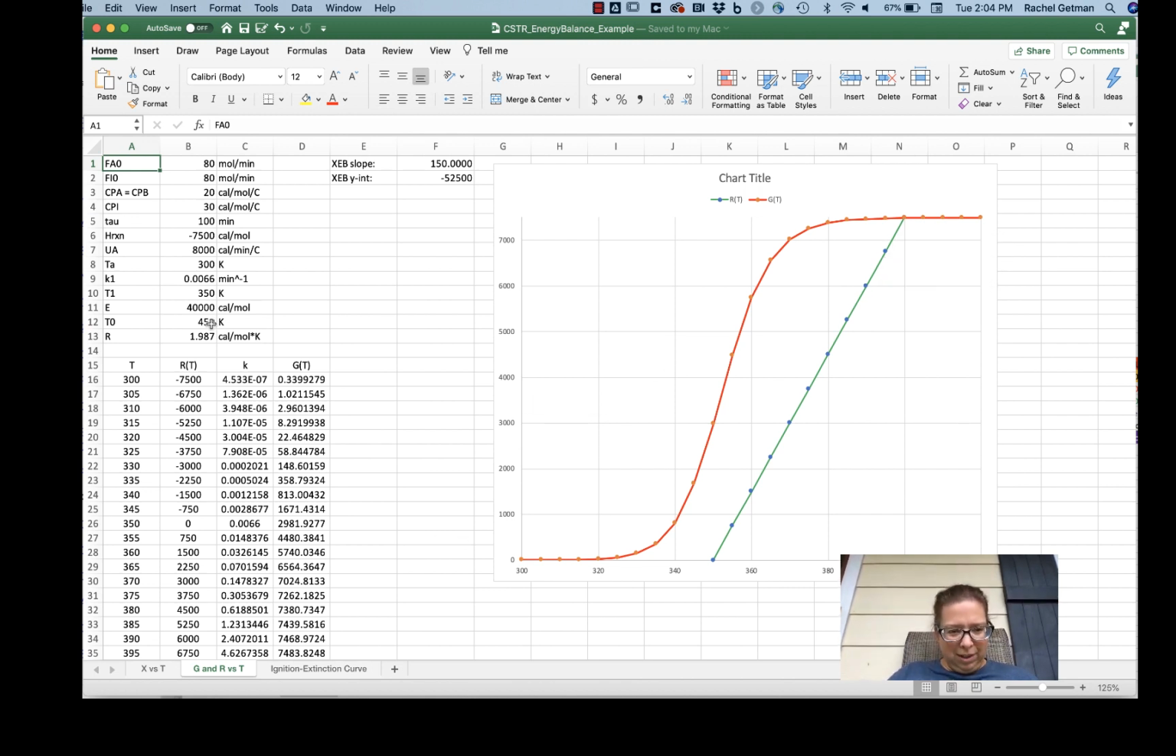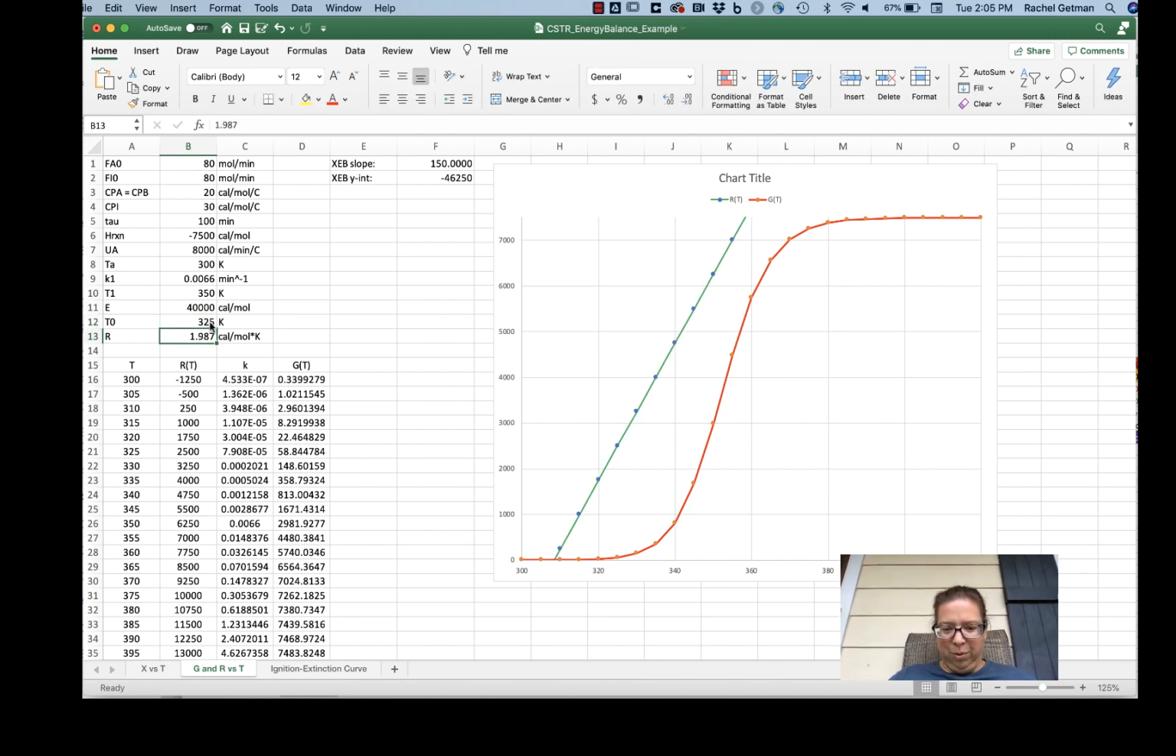So let's pretend that we are operating down there. If I change my feed temperature, for example, now I'm operating down here. If I'm operating in this range and I'm gradually increasing the feed temperature, to what temperature would I have to increase it to operate up here? We looked at this in the last example. We know how to find that. That's going to give me the ignition temperature.